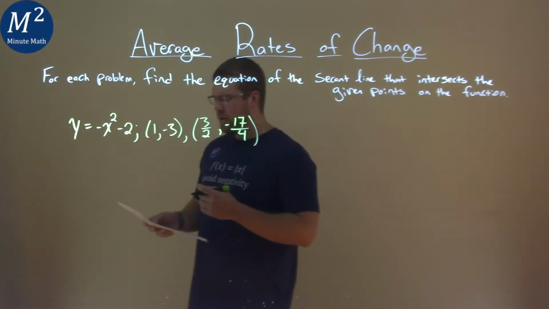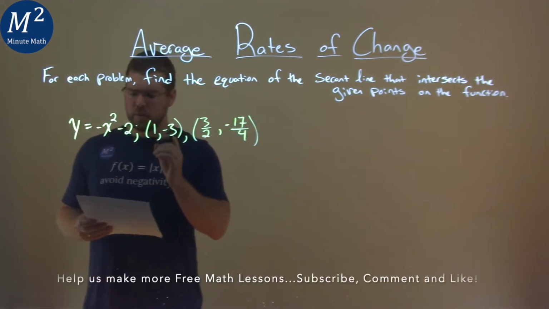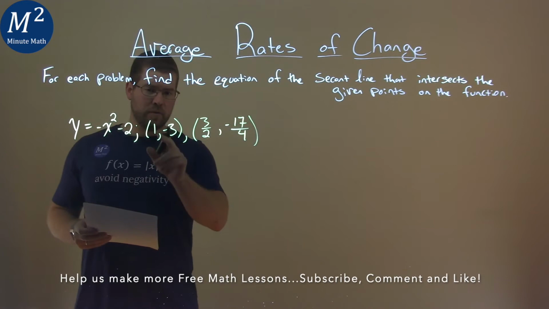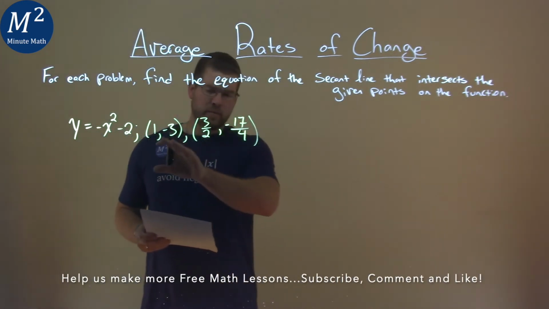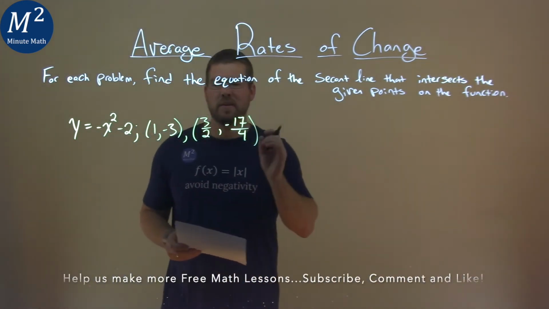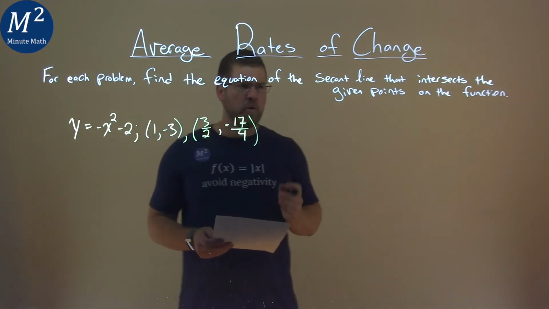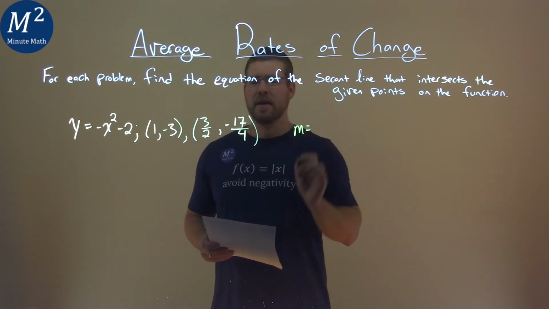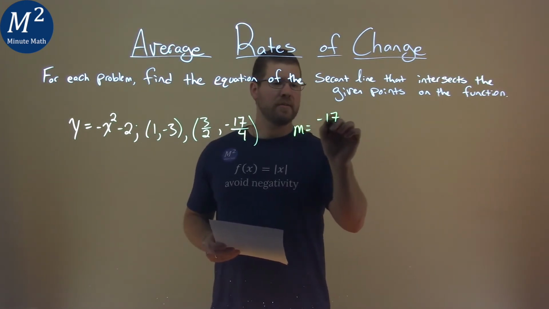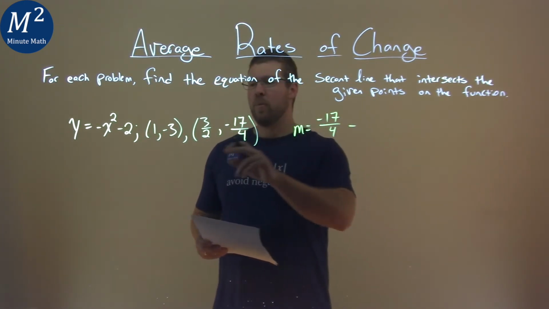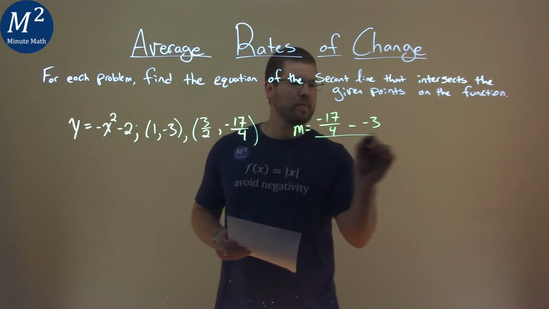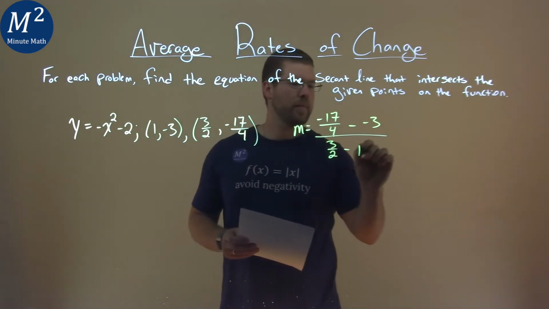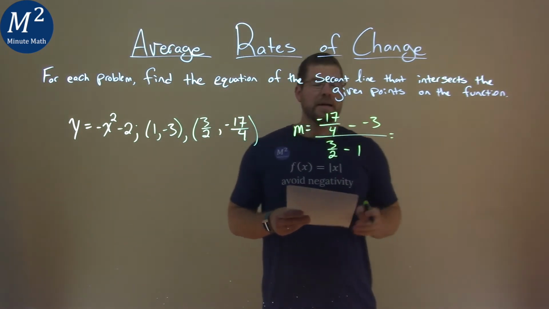We're given this problem right here, y equals a negative x squared minus 2, and we will find the equation of the secant line over the interval of the points 1, negative 3, and 3/2, negative 17 over 4. Well, first thing with finding the equation of a line is we have to find the slope. So our slope here is equal to our y2, negative 17 over 4, minus our y1, negative 3, over x2, 3/2, minus x1, 1. So, I did the hard work for you.